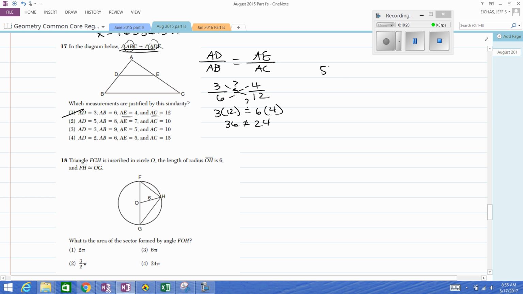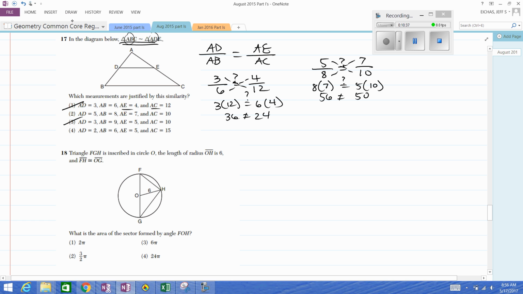5 is to 8. That one's not going to work. I can tell that right now. I probably would not go through the process if I wasn't making this video. I'd skip right over that one. I'd know it wasn't going to work. Okay, so get rid of that one. Whoops, crossed off the wrong one. All right, so we got rid of choice 2. Now we're trying choice 3.